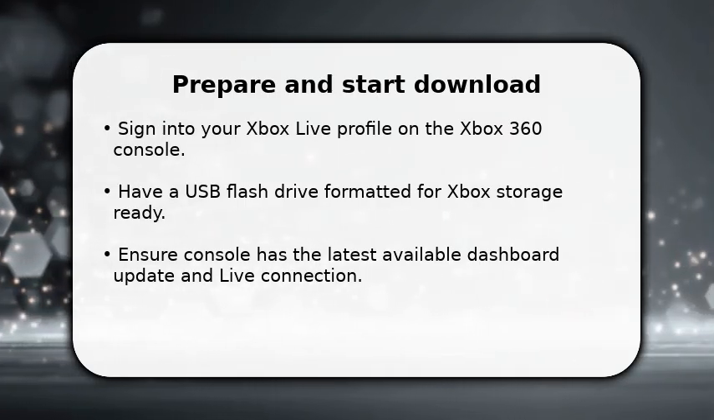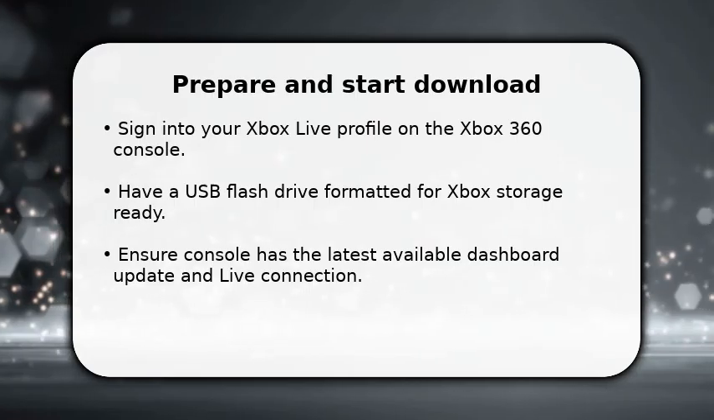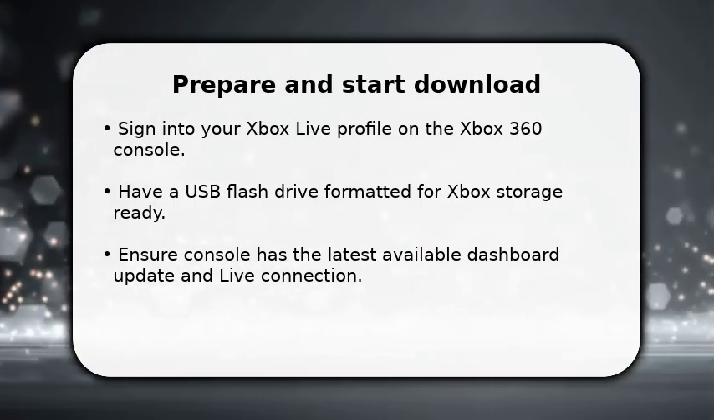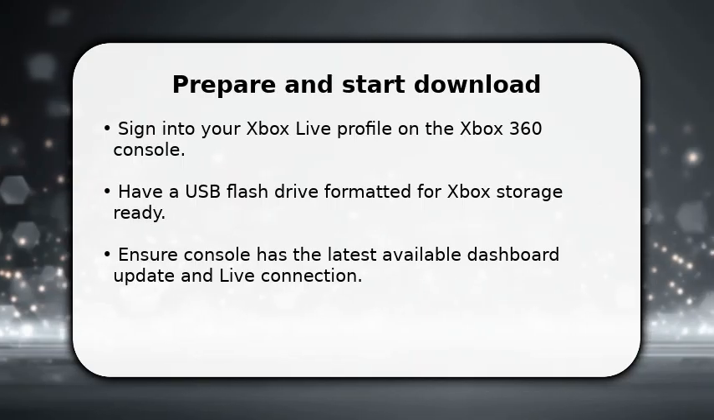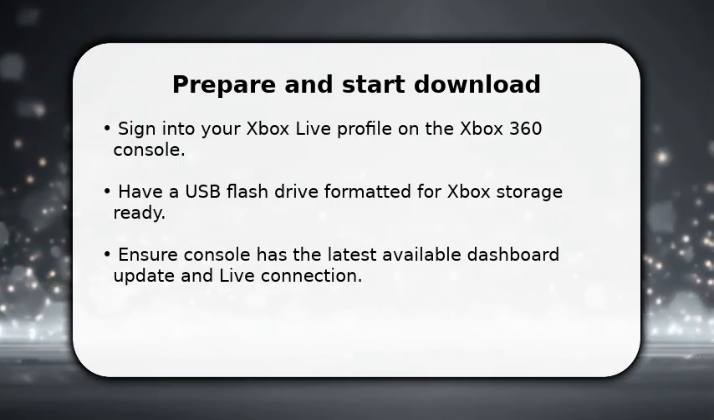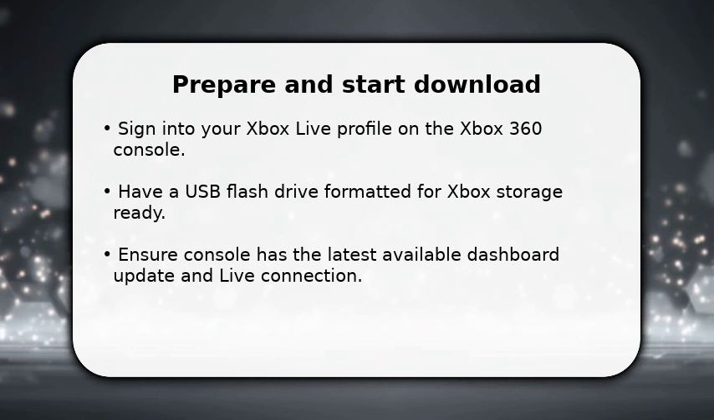Now browse the available themes in the Marketplace section on your console. Beginning here assures the console recognizes the files and lets you download directly. Follow on-screen prompts to pick a theme and start the transfer.